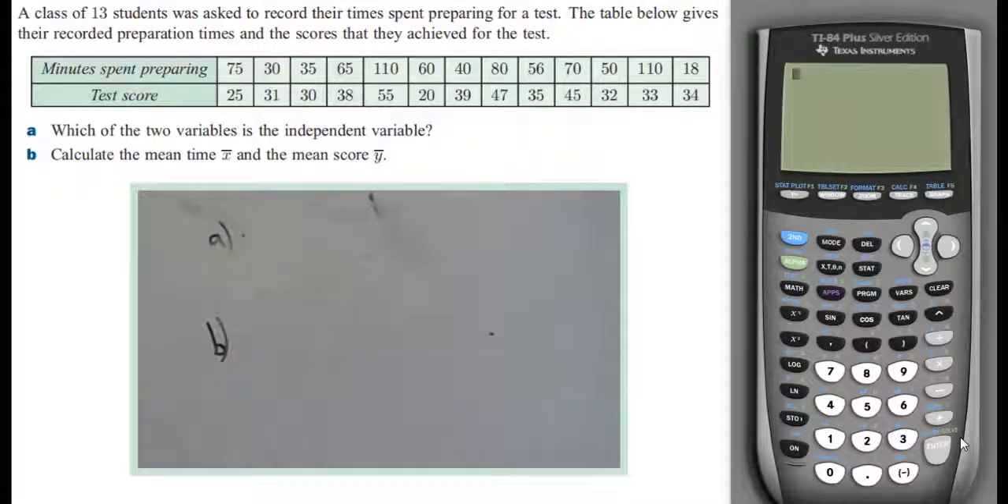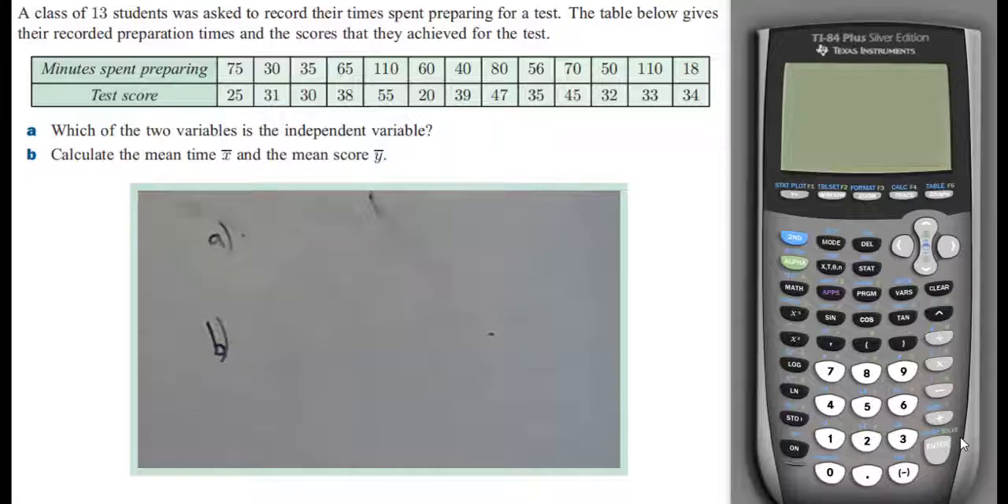Okay, just going to make a short video to show you how you can use the TI-84 to calculate mean x and mean y. To calculate the mean point, that's something that you often have to plot in an IGCSE scattergraph question. So here it says a class of 13 students was asked to record their time spent preparing for a test.